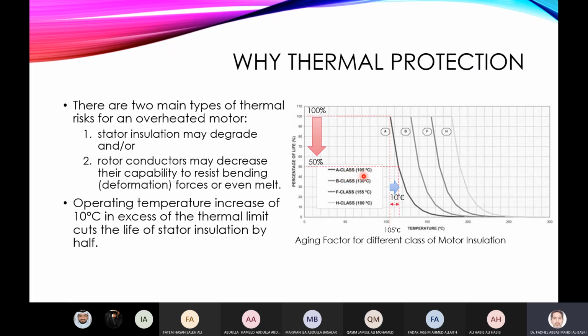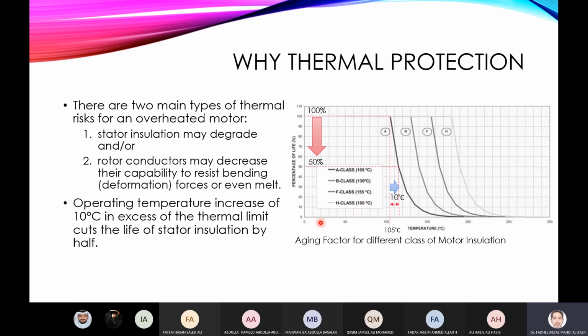Class A insulation has a rated operating temperature up to 105 degrees. If you operate up to 105 degrees, its life can persist at 100%. There will be no life loss. Class B is rated up to 130 degrees, class F has 155 degrees, and class H has 180 degrees.